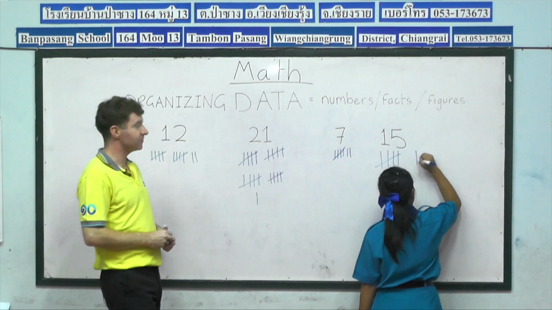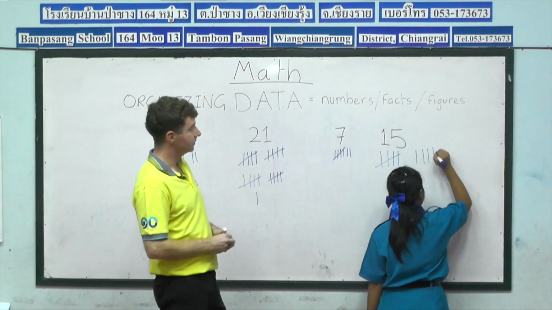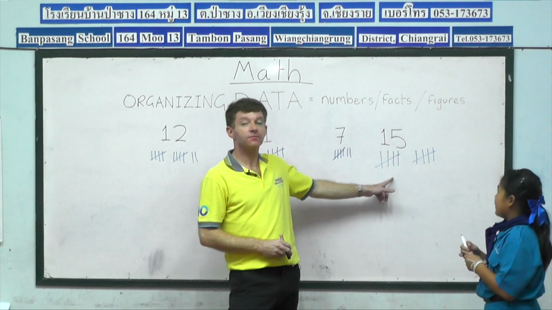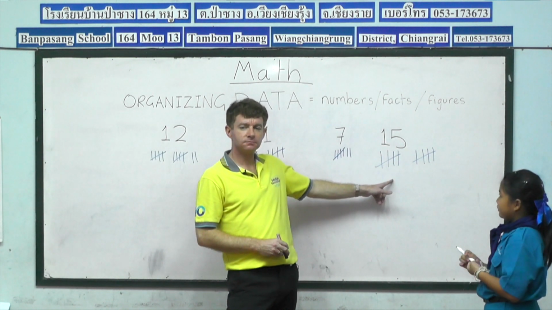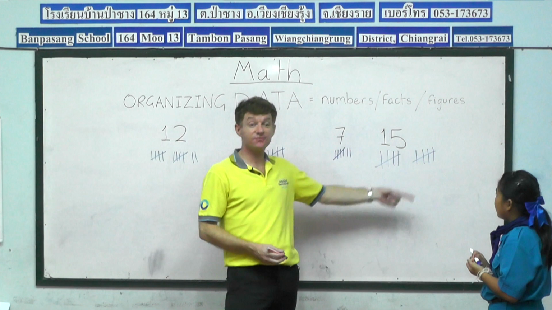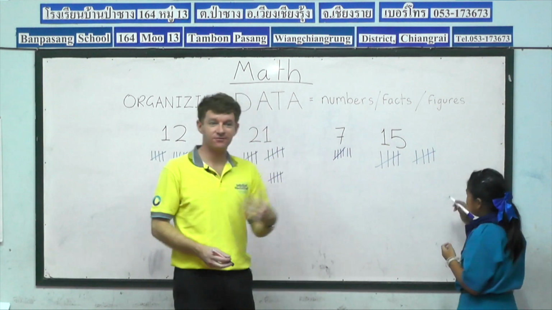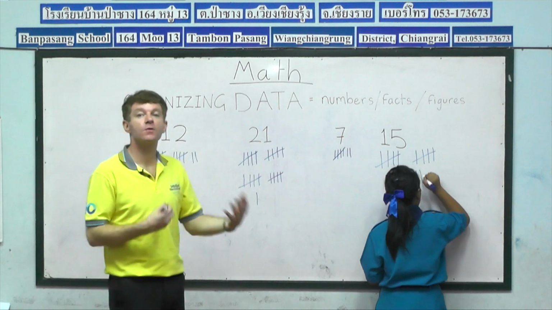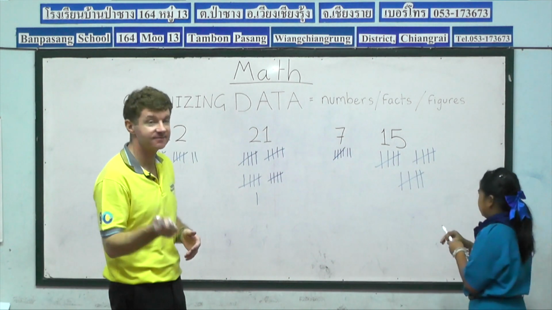Excellent, Lakgow. 5. Now stop you there. How many, guys? 10. How do you know 10? So quickly. 5, 10. Just groups of 5. It's a lot quicker and more effective when we're trying to collect and organize data.